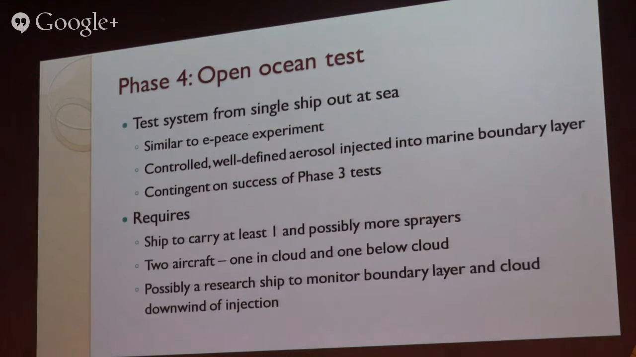Phase four, assuming that there's been a successful phase three test, is similar to the E-PEACE experiment that Lynn showed you, with controlled well-defined aerosol ejected into a marine boundary layer. It requires an extensive set of measurements. You need a ship to carry at least one and possibly more of the sprayers. We want two aircraft, one in the cloud to measure the response of the cloud, and one below the cloud to measure the aerosol and the aerosol that's going into the cloud, and possibly a research ship downwind to monitor boundary layer and cloud. So this adds up to a non-trivial piece of change, the whole experiment does.